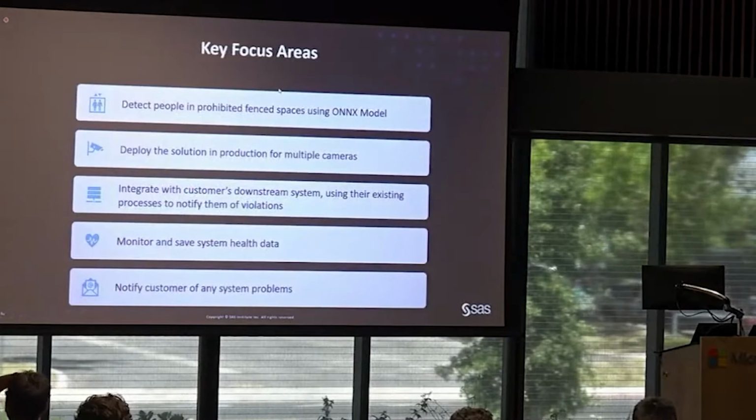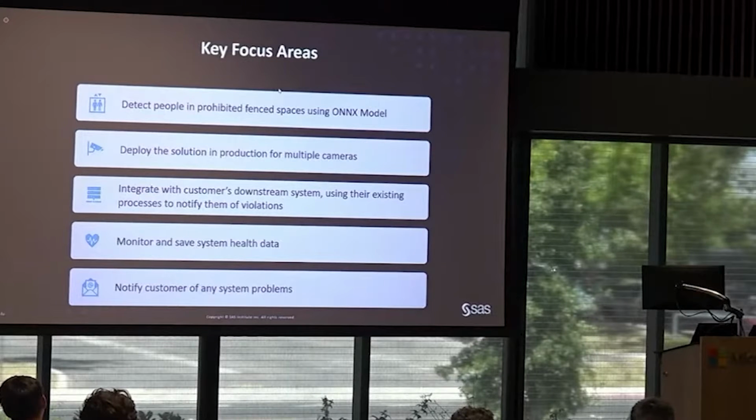The key focus area for this engagement was the ability to detect people using an open source model from the ONNX Model Zoo, and deploy this in production using multiple cameras. We stated it was 12, but could be more in the future. We are discussing expanding this to additional factories, where there will be up to 40 cameras for each factory.